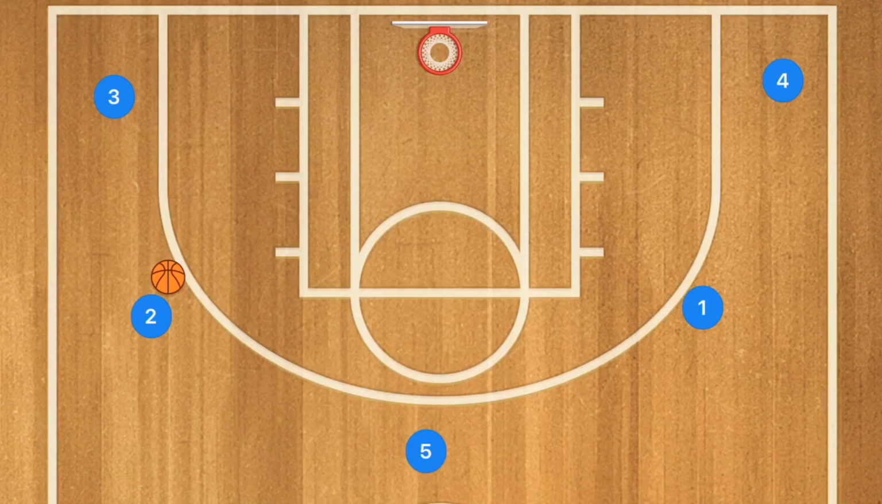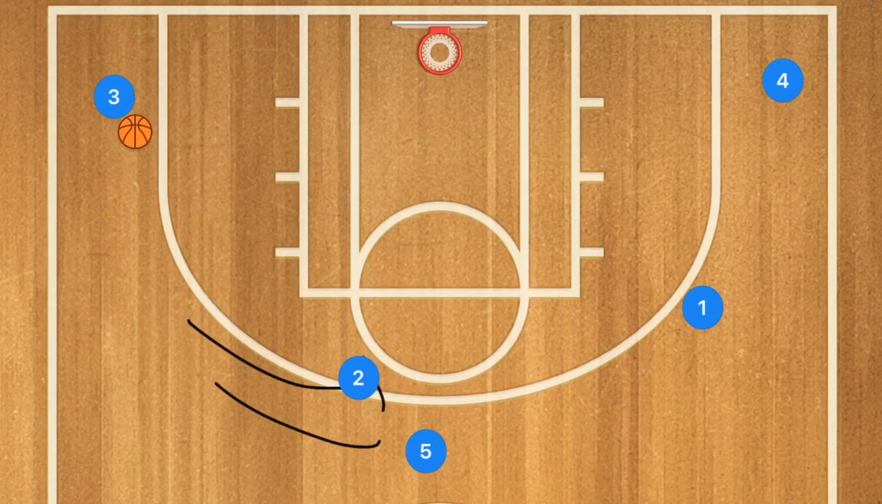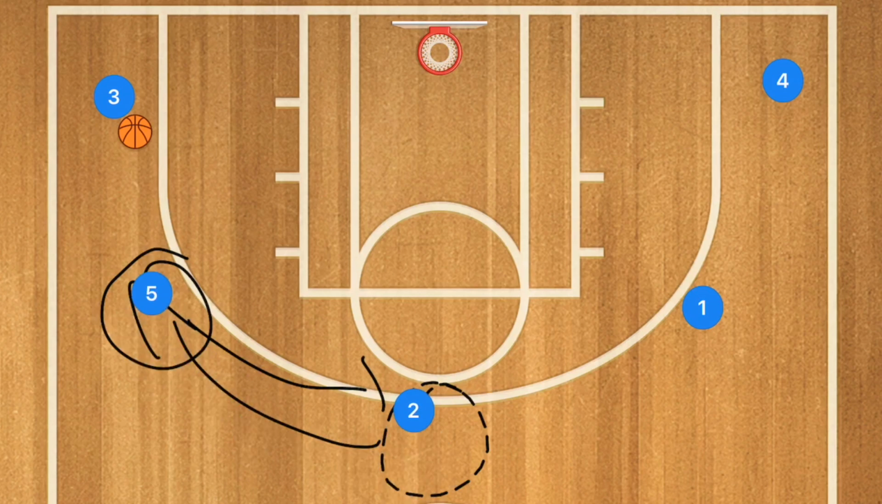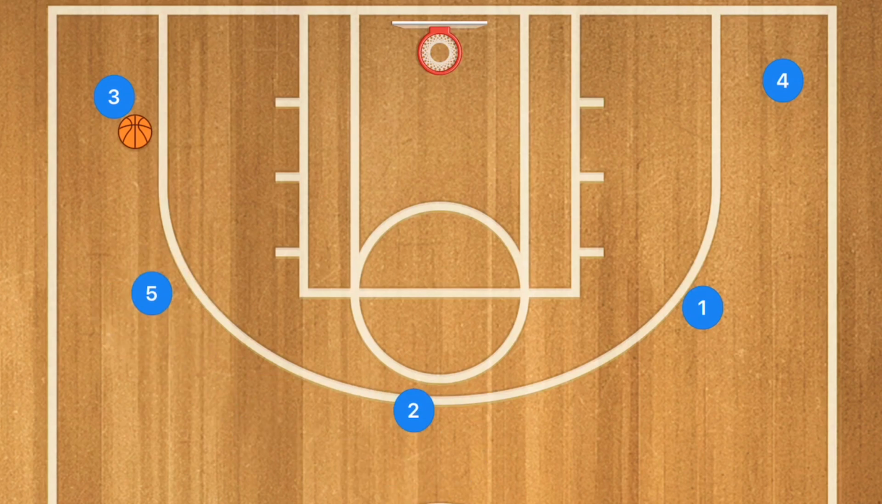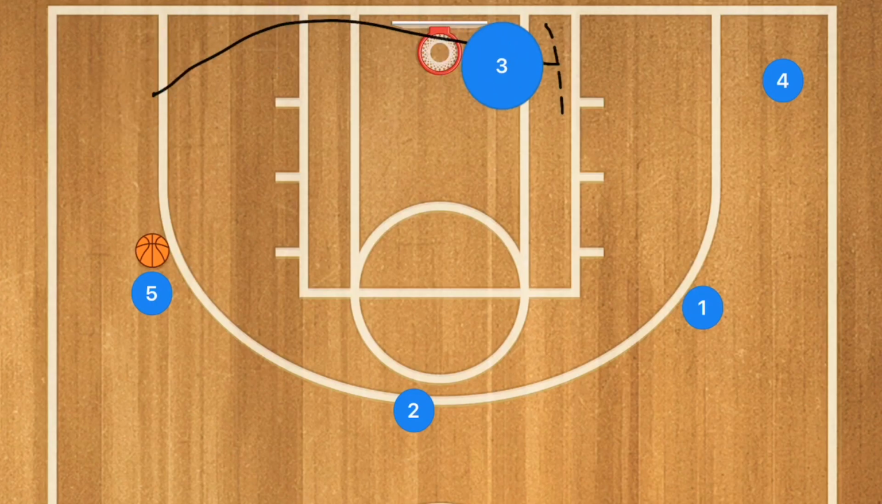In fact, the 5-out motion offense has many different options that you can run. So for example, you could pass and screen away. And when that happens, player 5 fills this spot, player 2 fills this spot, and then you would be running through the exact same movements. And then, of course, player 3 passes to player 5, and then, by the whole idea of screening away, player 3 would screen away for player 4, and player 4 would cut across.